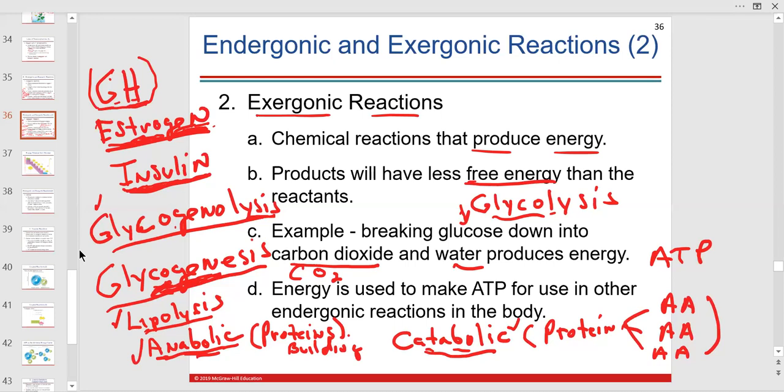So this is the question. Does insulin create glycogenolysis or glycogenesis? Glycogenesis. It does. Very good. Because it wants to store it. It doesn't want to increase the blood glucose. Because glycogenolysis would increase your blood glucose and break down glycogen, kind of the opposite.